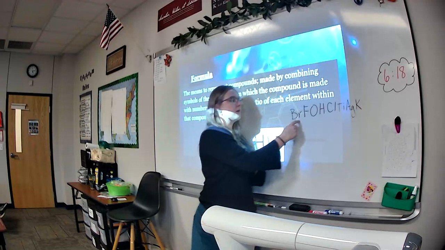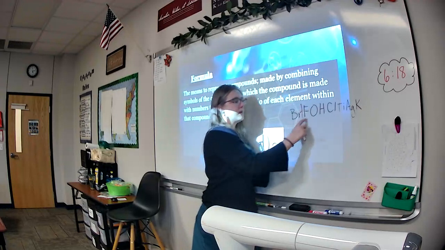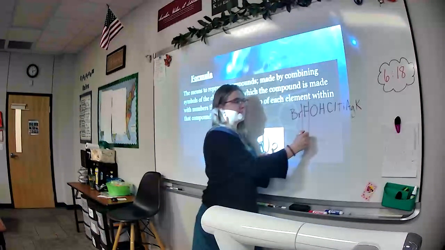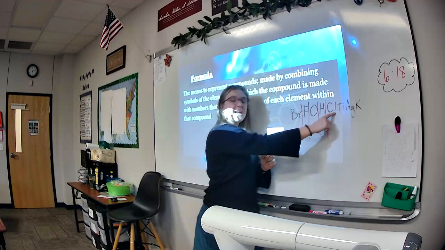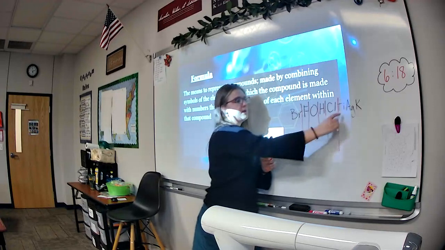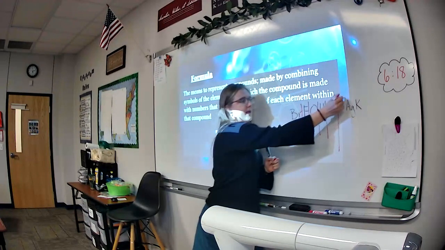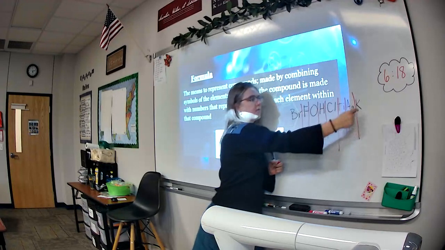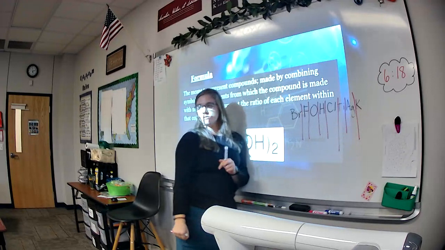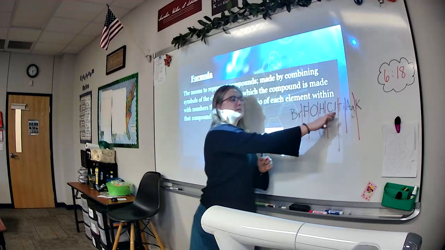So capital B, lowercase r, that's a symbol. Capital F, that's a symbol. Capital O, that's a symbol. Capital H, that's a symbol. Capital C, lowercase l, that's a symbol. Capital T, lowercase i, that's a symbol. Capital A, lowercase g, that's a symbol. Capital K. Okay? Now, this looks like a capital I.